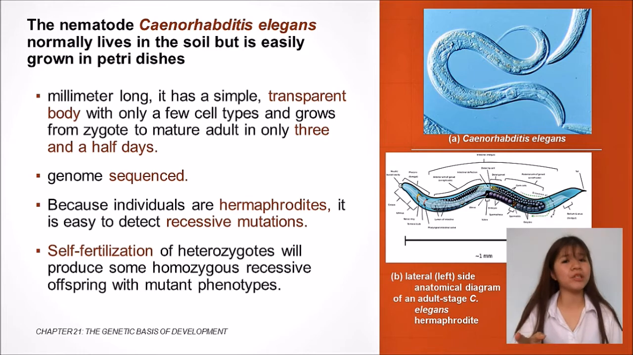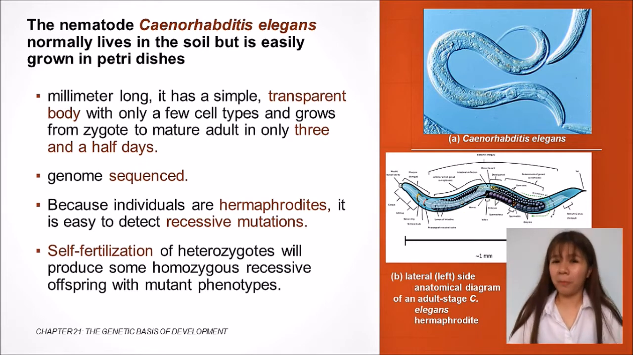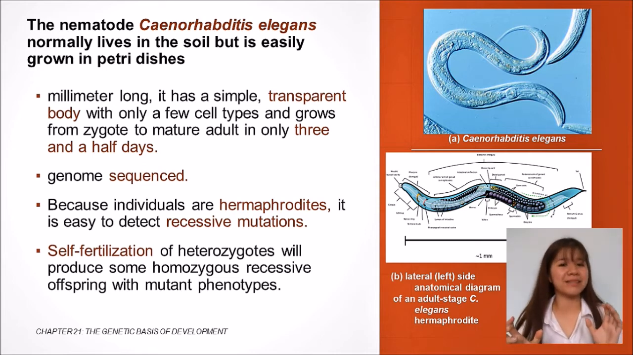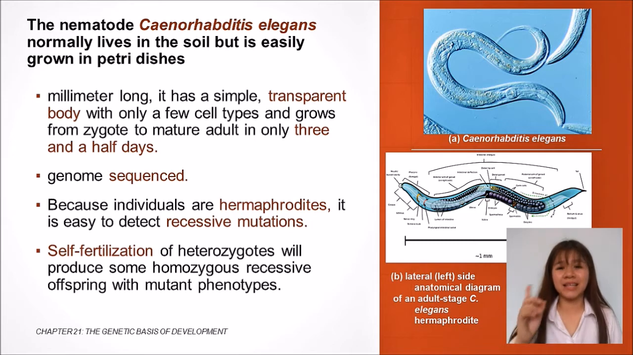For the information of everyone, hermaphrodites are organisms that have a complete or partial reproductive organ that produces gametes normally associated with both male and female sexes. And self-fertilization of heterozygotes produces homozygous recessive offspring with mutant phenotypes.